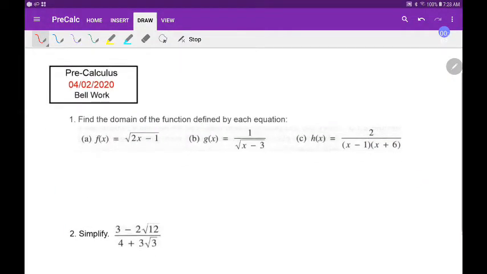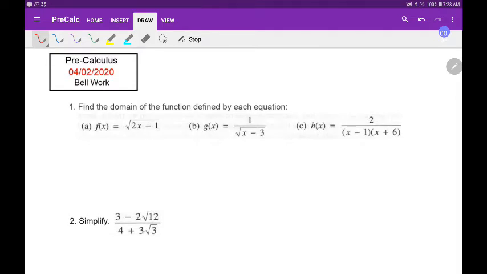Okay, the bell worked for April 2nd. Find the domain of the function defined by each equation.